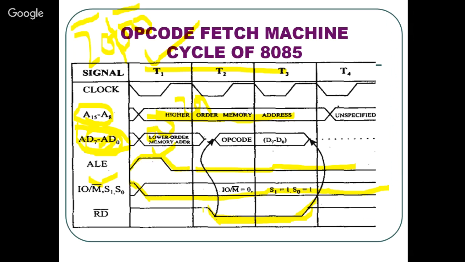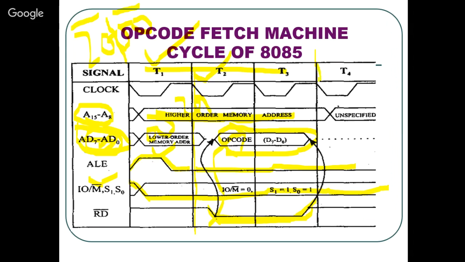Why second and third? Because 8085 has the full 16-bit address after T1 onwards. So in T2 and T3 it goes low, and at that time the opcode will be placed on the data bus for the second and third time states. So up to T3, the instruction read is complete.